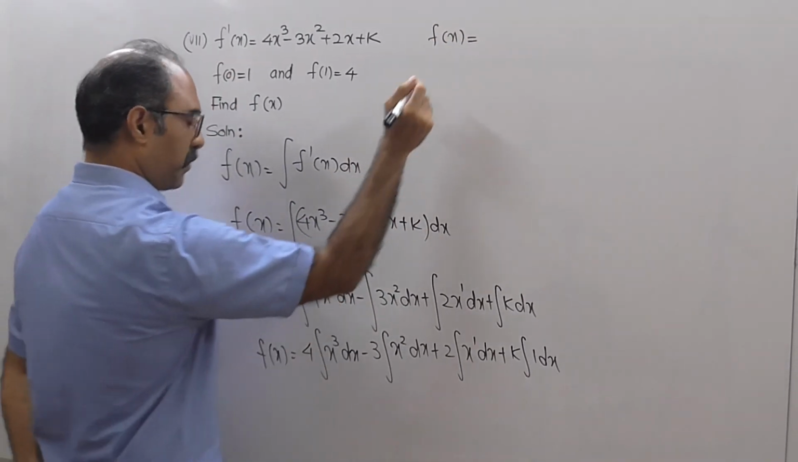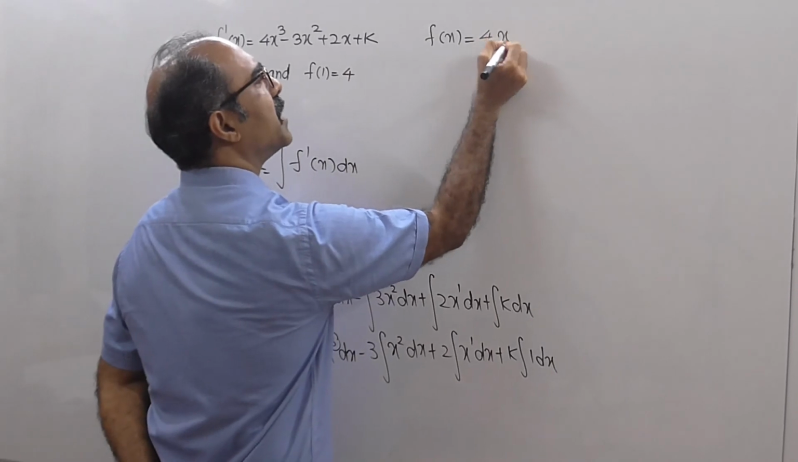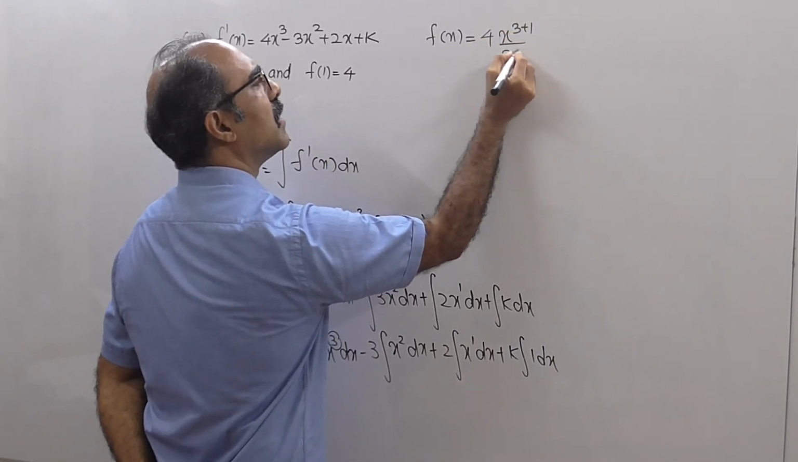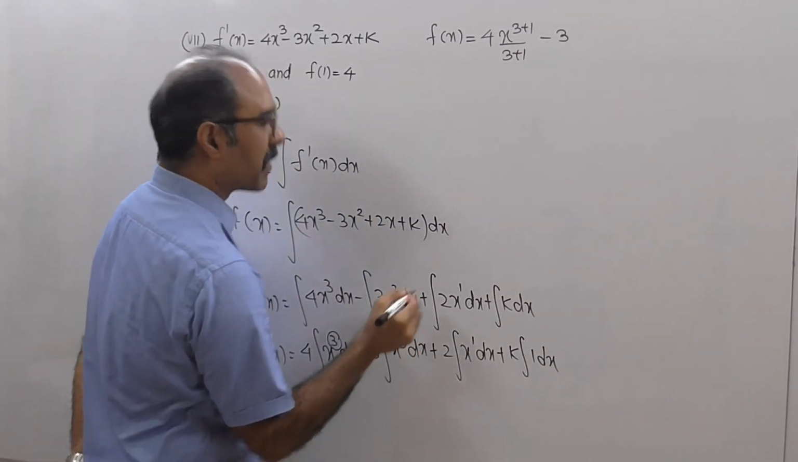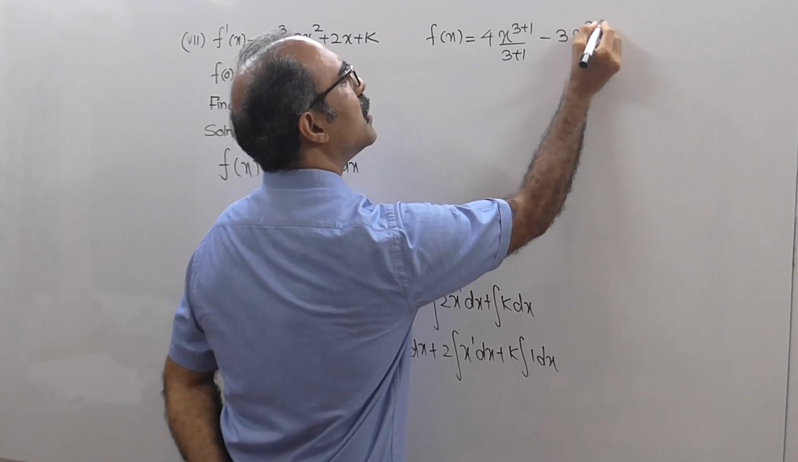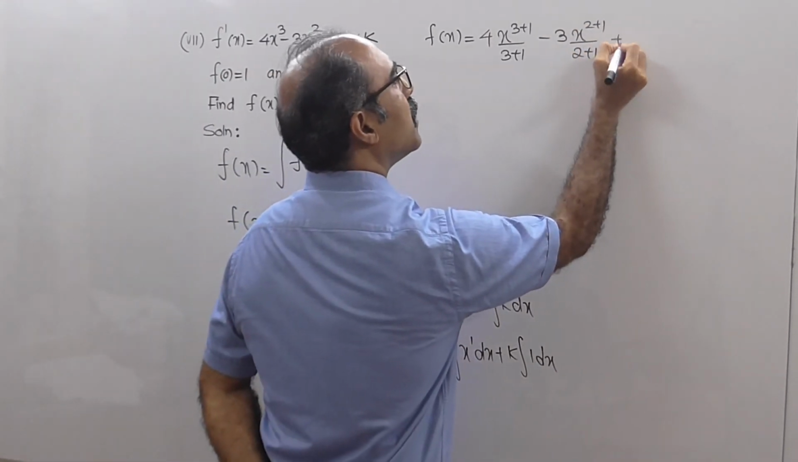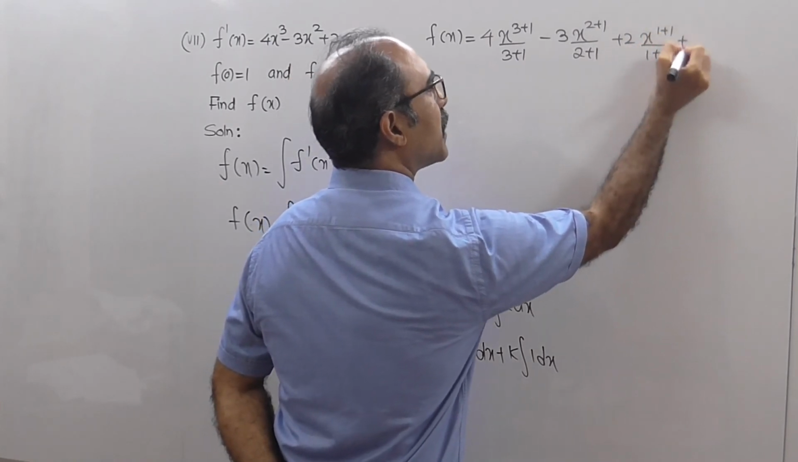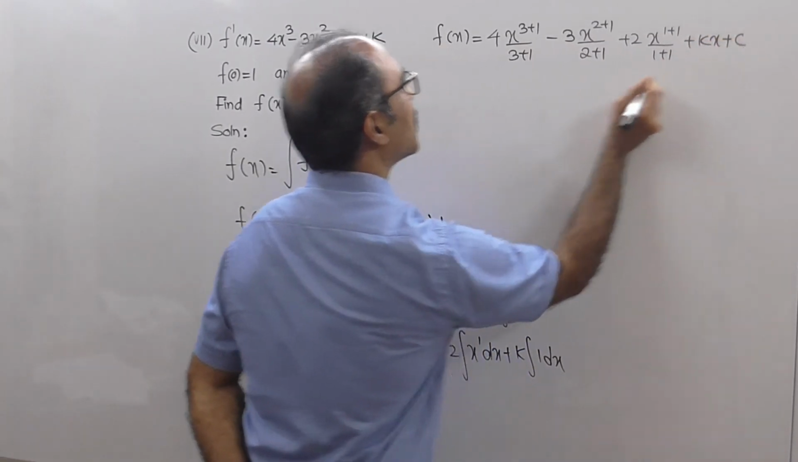So my f of x will be 4. I think this is a power function. Power function integration will be x raised to n plus 1, so 3 plus 1 upon 3 plus 1, minus 3, this is a power function, x raised to 2 plus 1 upon 2 plus 1, plus 2 x raised to 1 plus 1 upon 1 plus 1, plus k. Integration of 1 will give you x, plus c.